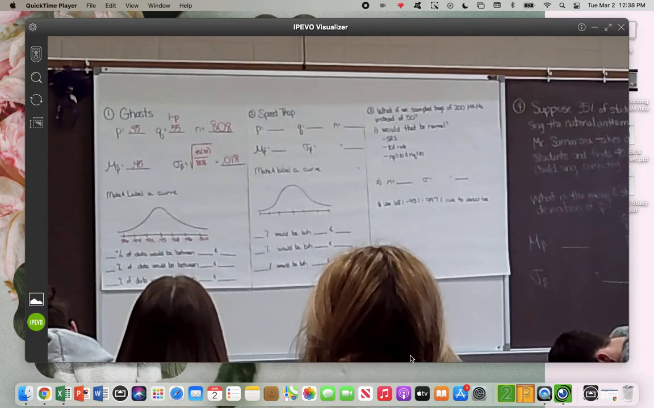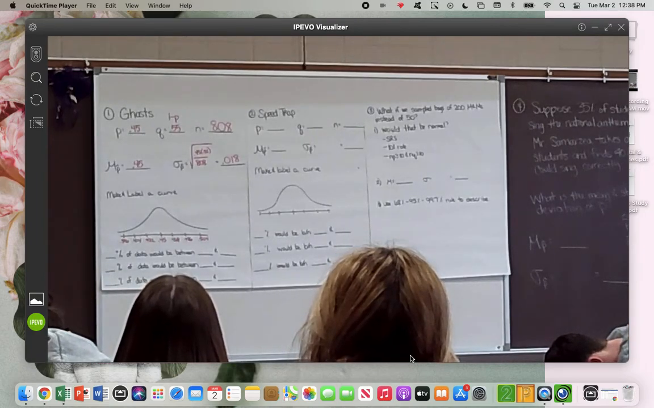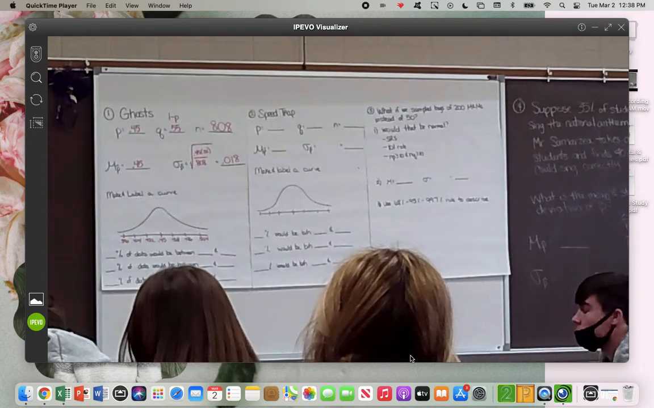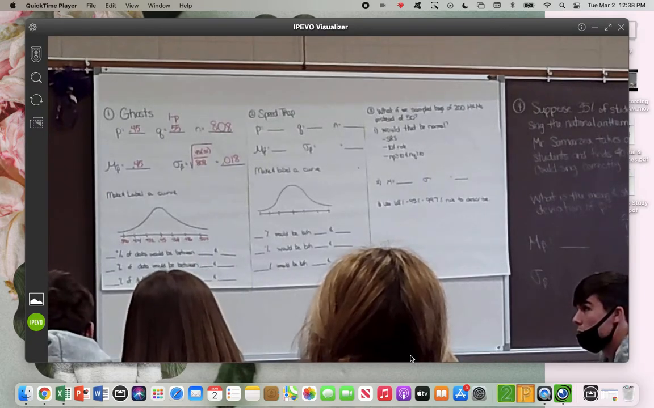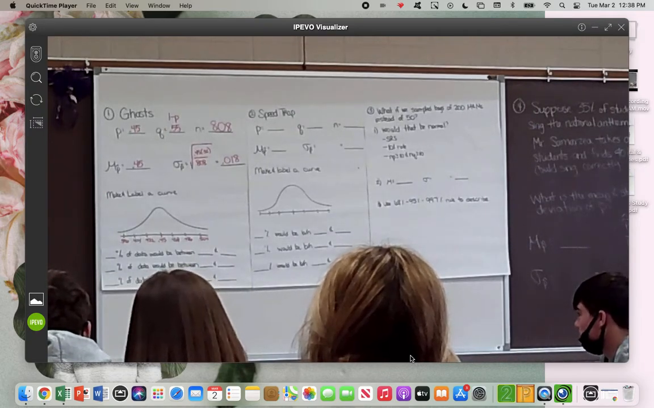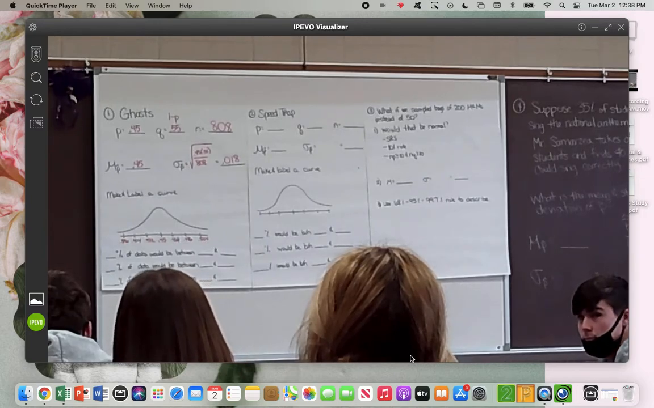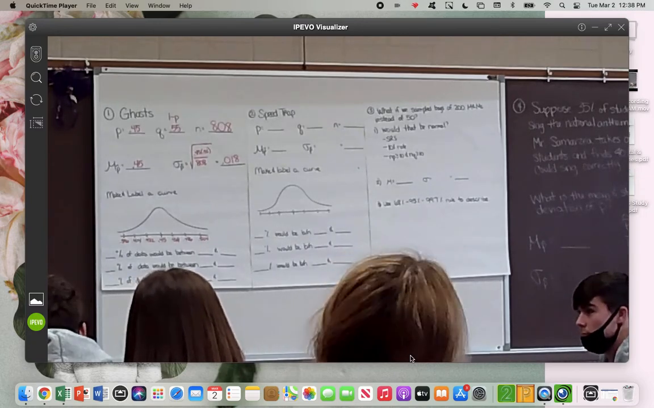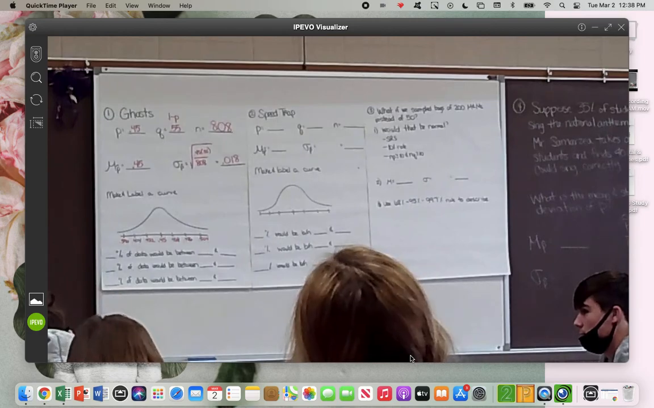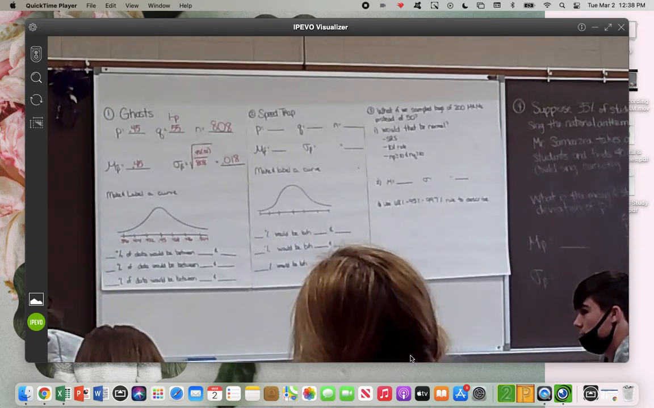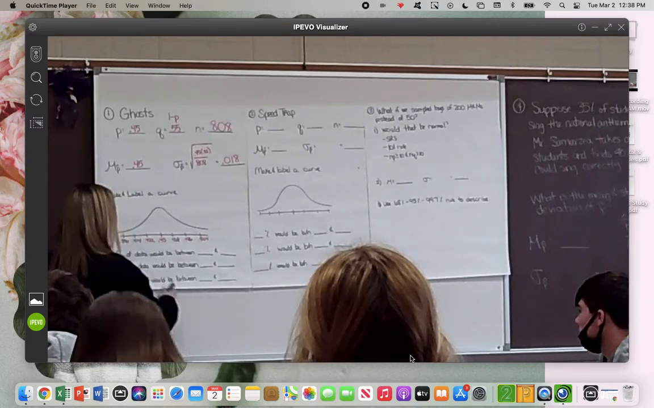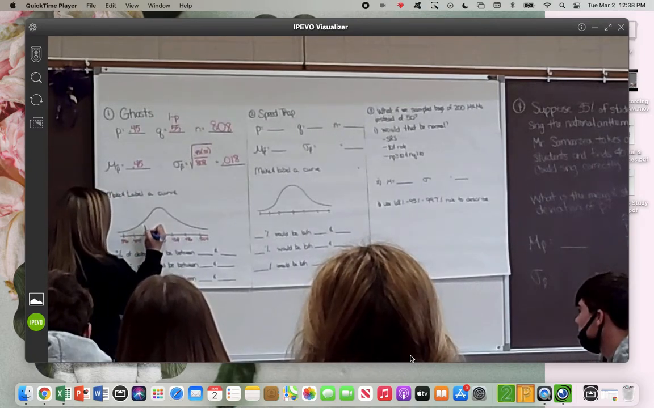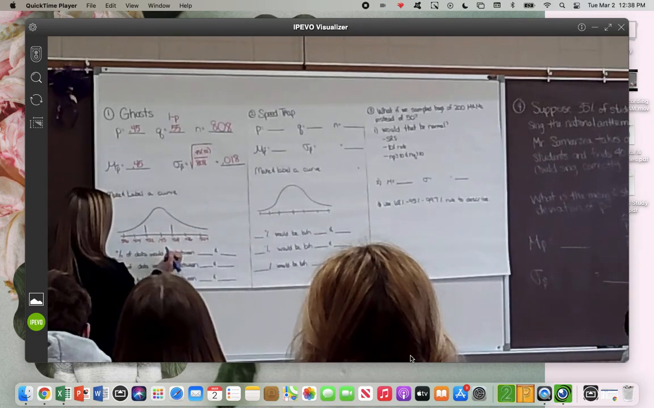All right, now once you have that curve, because we did calculate yesterday that this met the normal conditions, so we were good to go. So now we can describe a few things that are happening without using the calculator. See if anybody remembers.